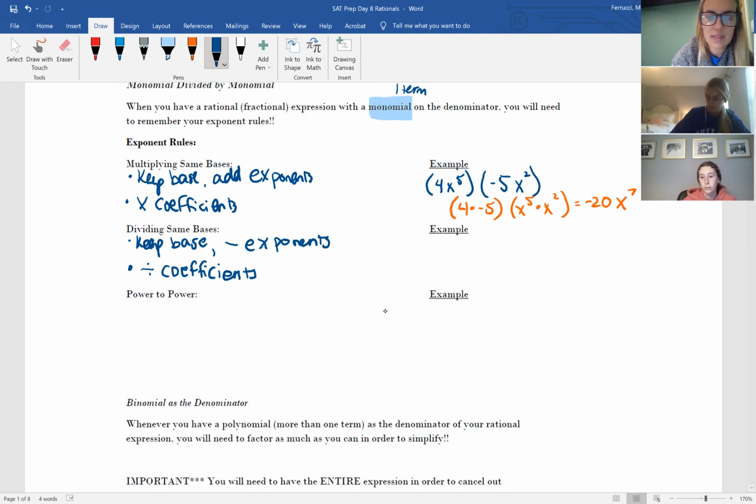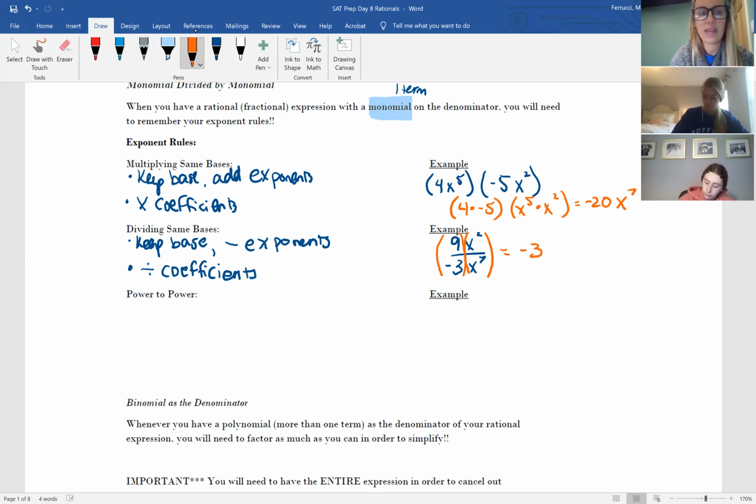So take a look at something like this. If I had 9x squared over 3x to the 7th, I'll even do a negative 3x to the 7th. Let's do that. What you can do with these is you can put parentheses around the ones that are alike so that you can see the separation. So 9 divided by negative 3 is negative 3. And x squared divided by x to the 7th is x to the negative 5th. Okay.